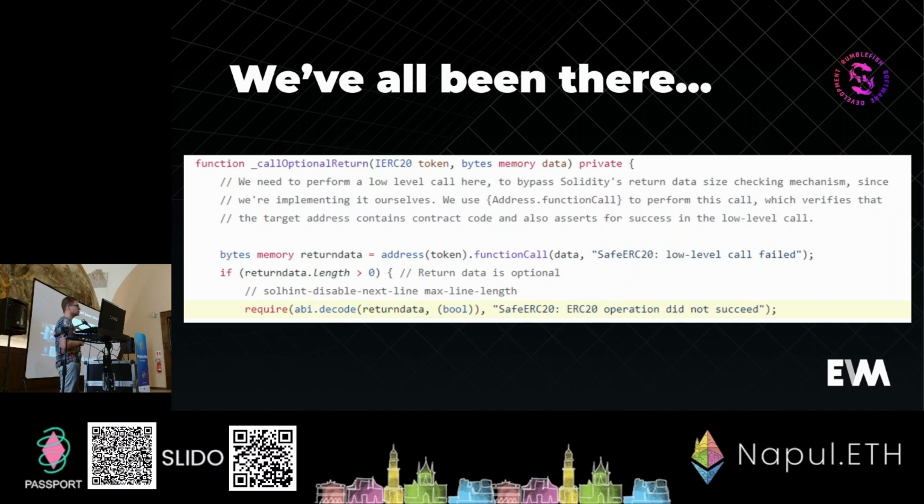This piece of code is from the OpenZeppelin library. OpenZeppelin is what you use in pretty much every single project that you do. This is a wrapper for ERC20 tokens, which you use to move tokens in a safe way. What it does is delegate the call to the token, then checks if it returned data, and then expects it to return a Boolean. And if anything went wrong, it will just give you this error message: "SafeERC20: ERC20 operation did not succeed."